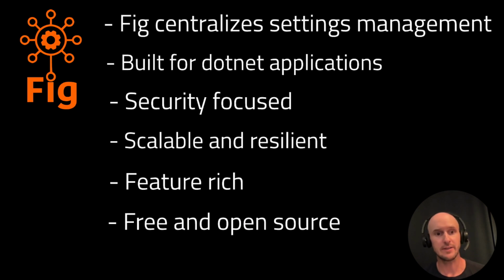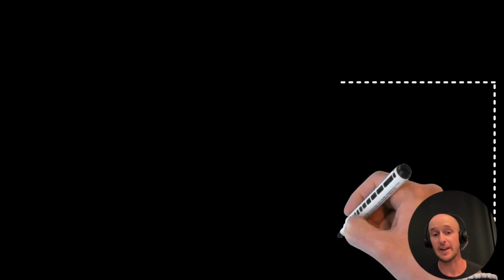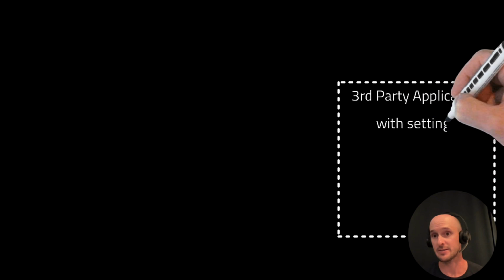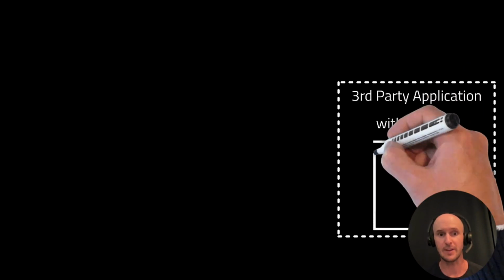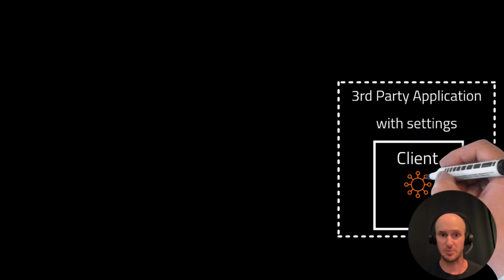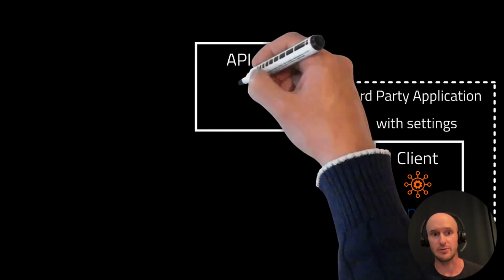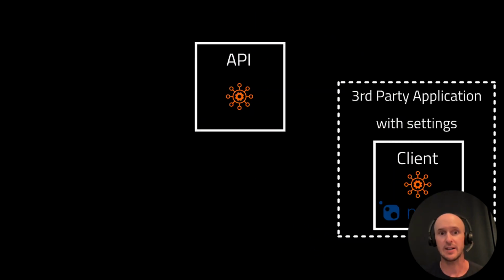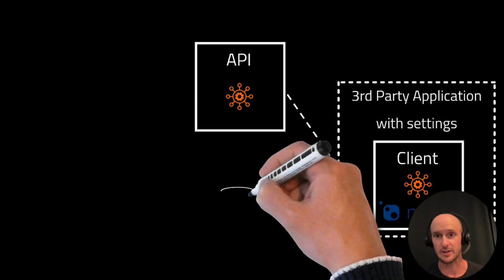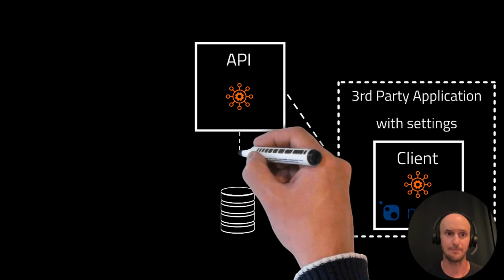So Fig is comprised of three main parts. There's a client NuGet package, and that needs to be included in any application that has settings that are managed by Fig. That client is responsible for reading the definition of the settings to be passed to the API, requesting settings values to be applied, and heartbeating with the API to ensure the values remain up to date. The client talks to the API, which in turn relies on an SQL database, and SQLite and SQL Server are currently the two options supported.